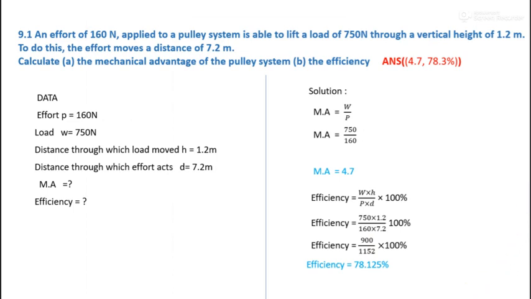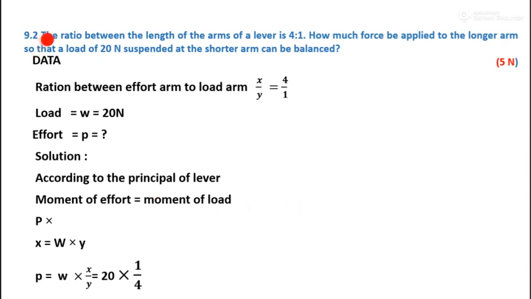Now next numerical. The ratio between the lengths of the arms of a lever is 4:1. How much force must be applied to the long arm so the load of 20 newton suspended at the short arm can be balanced? Now the ratio between effort arm and load arm, let's suppose X and Y, is given as 4:1. Now load is equal to 20 newton and effort we will find.